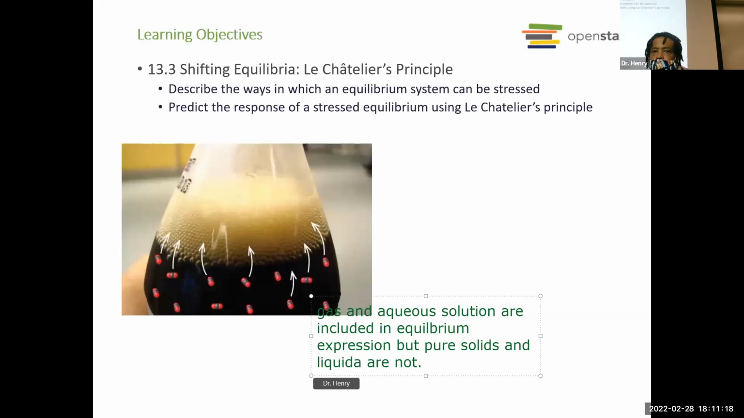Okay, so let's talk about Le Chatelier's principle. So Le Chatelier's principle is basically when we're putting stress on the equilibrium system. So again, when we think about equilibrium, this here is kind of like signifying equilibrium. So these molecules are going up into the vapor, right? And then at the same time, you have other molecules that are going to be going down, right?